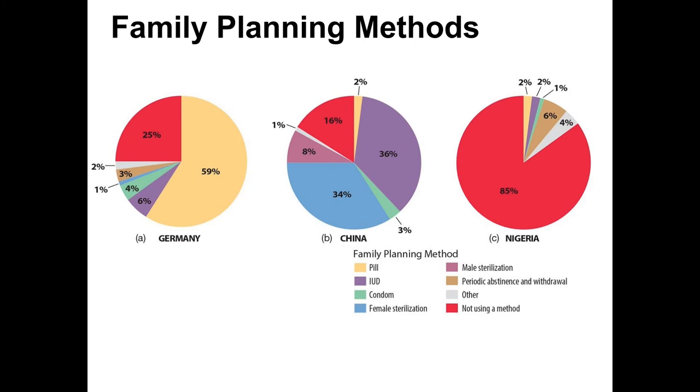Family planning methods. In Germany, it looks like most people are on the pill. In Nigeria, most people aren't doing anything. In China, it's a combination of female sterilization and IUDs.